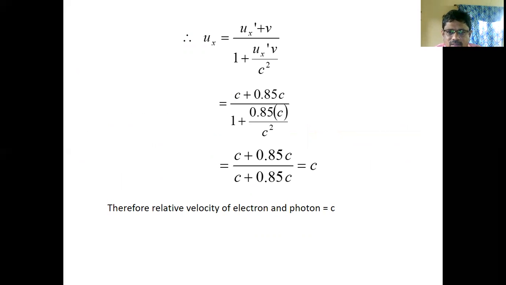c times 0.85 c by c square. Finally, that is (c plus 0.85 c) by (1 plus 0.85), that is equal to c. Therefore, the relative velocity of electron and photon is equal to c.